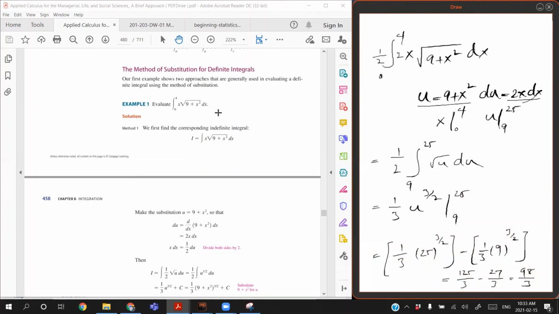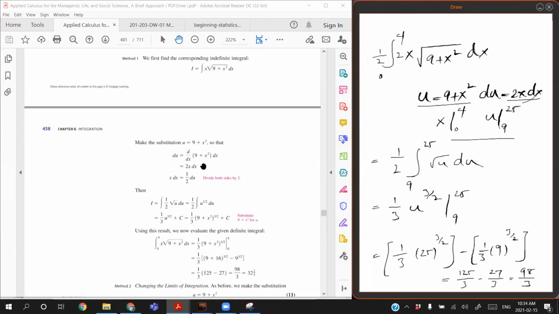As you change your variable from x to u by doing the substitution, at the same time you're changing the bounds, the lower bound and the upper bound, so you never have to go back to x. You just solve this easier definite integral. Is that clear? Any questions?